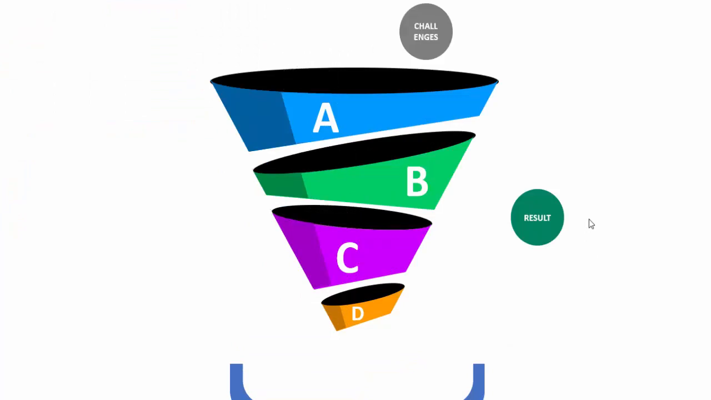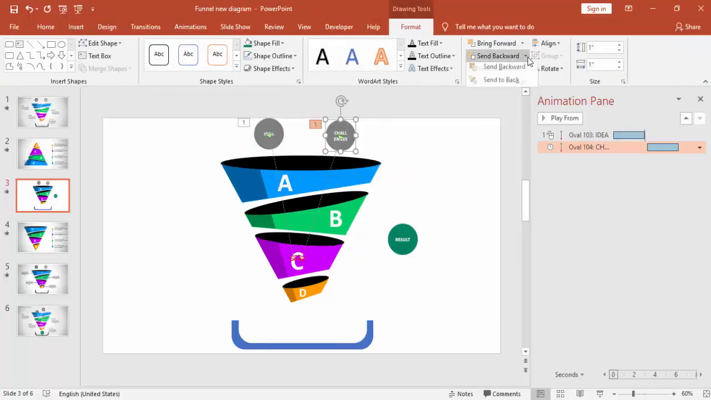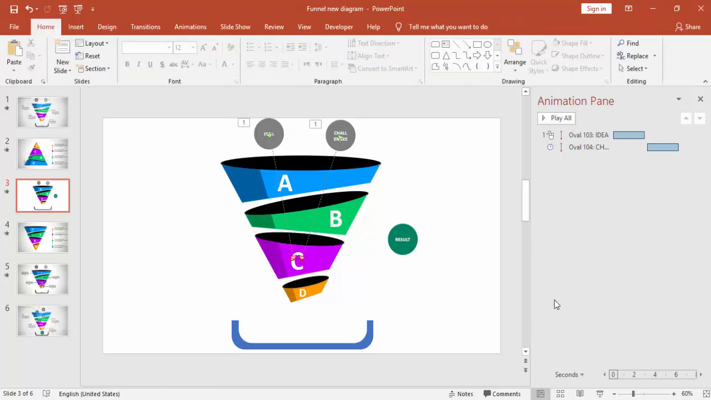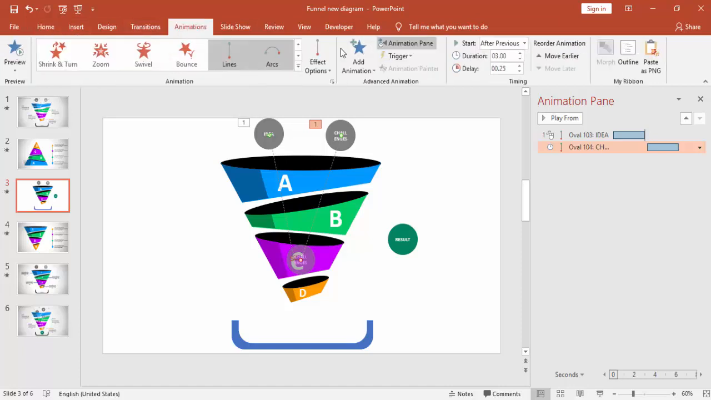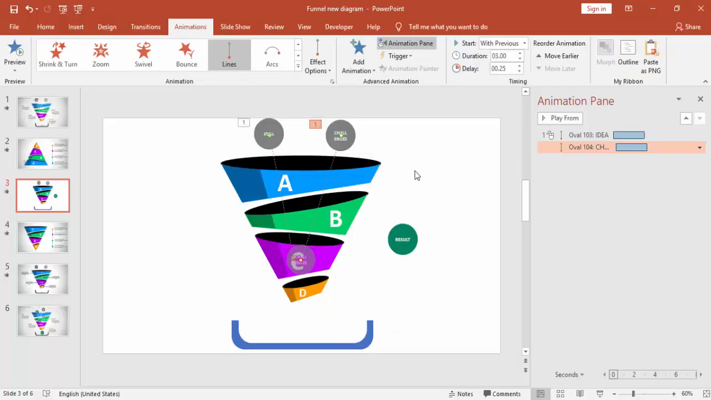So this is going first, and then the challenges, and again for the challenges we have to do the same thing, just send it to back, as well as the oval shapes, again select all and say send to back. You make this with previous. So first the idea and then the challenges, and both are vanishing from there.